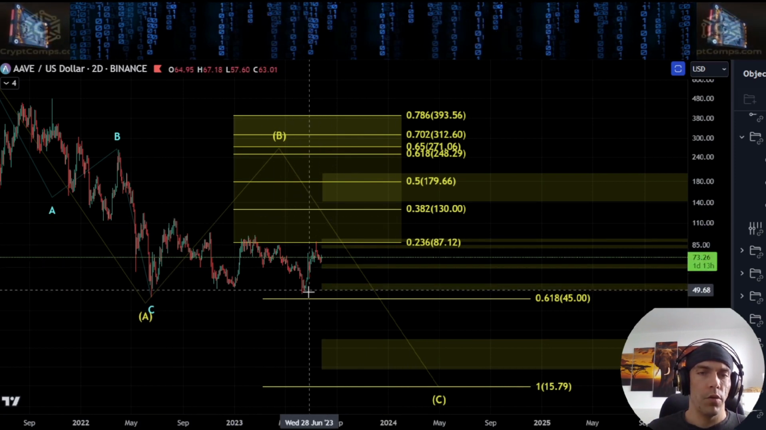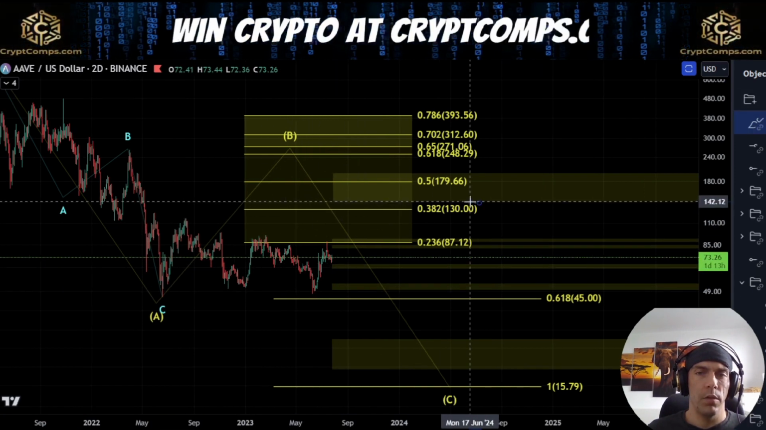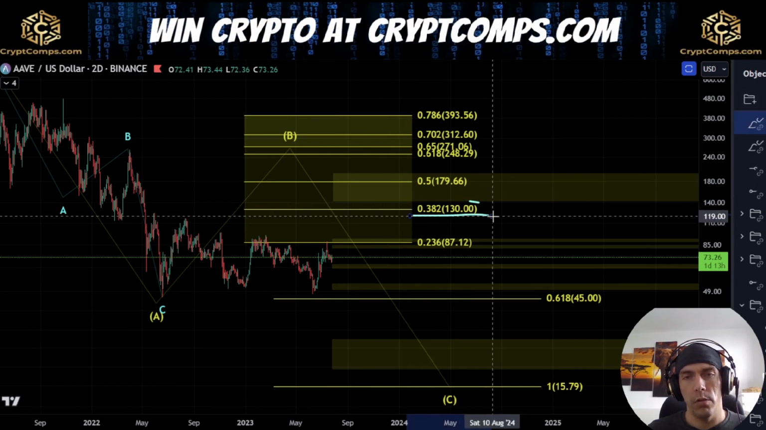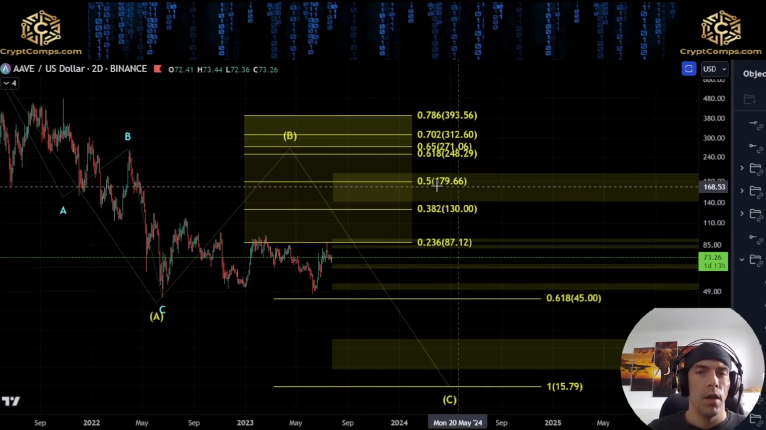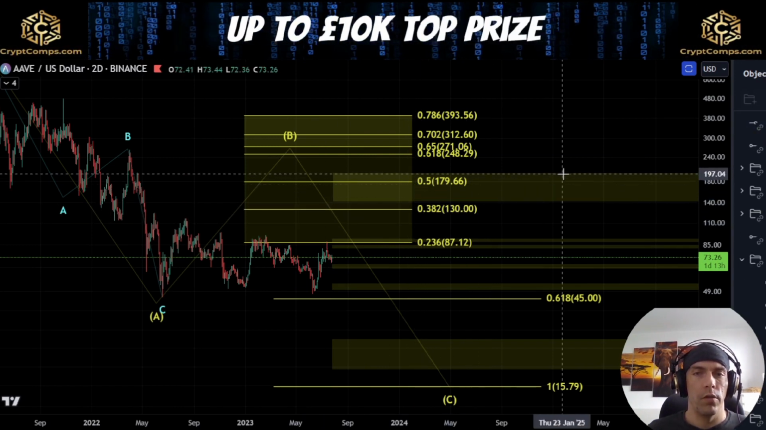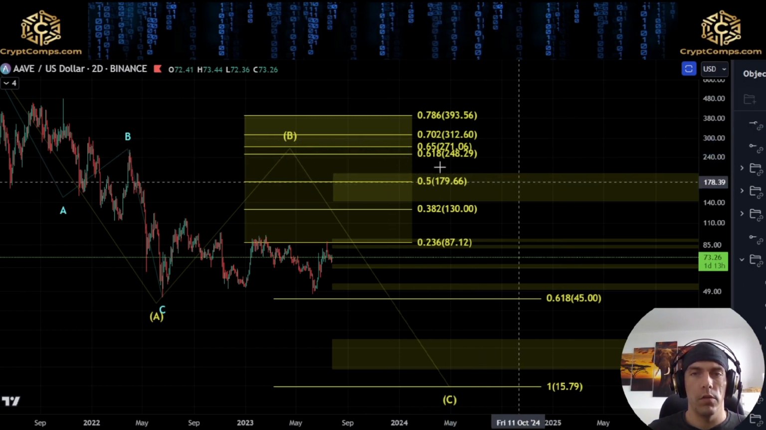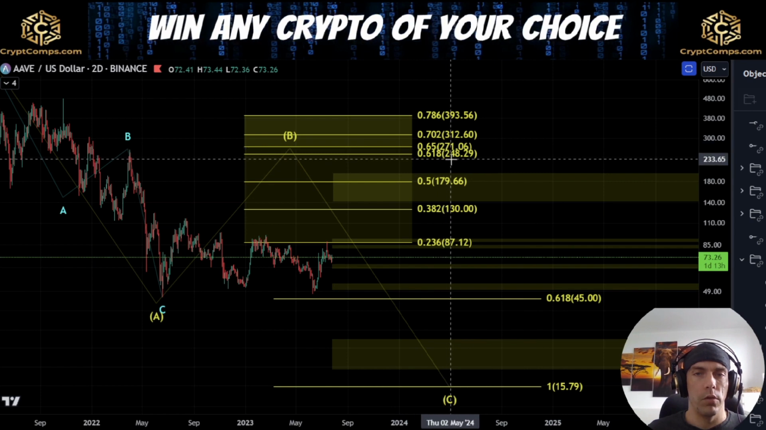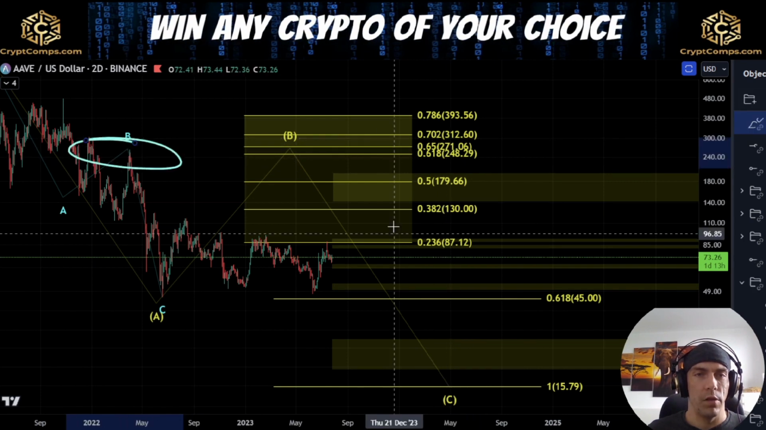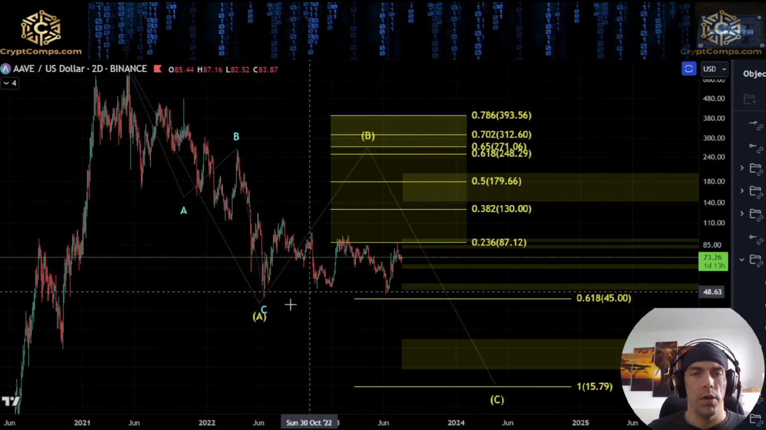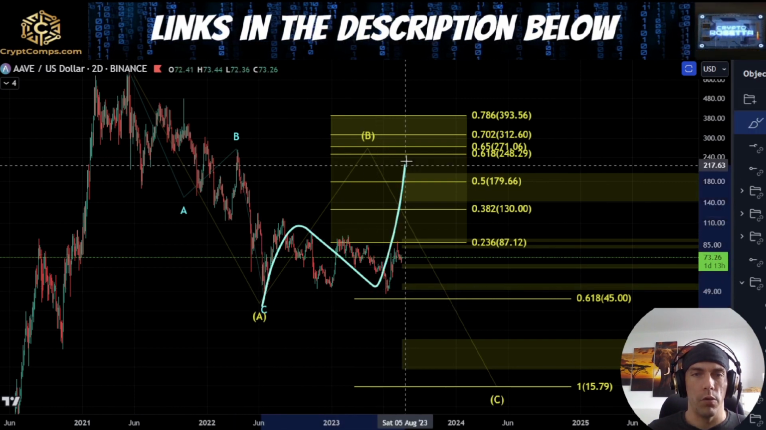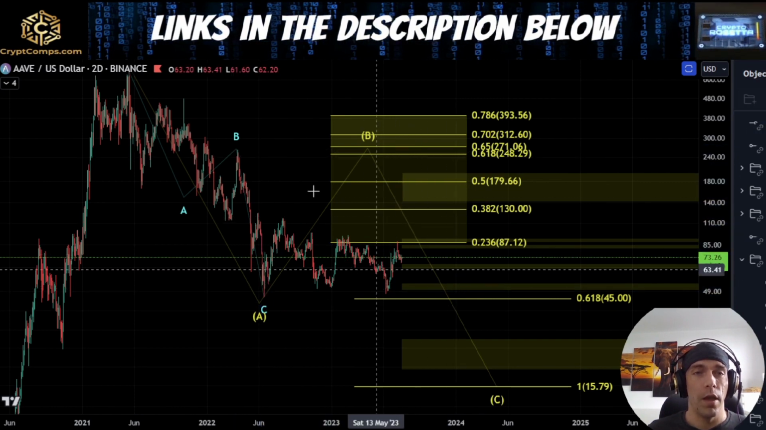Now, if we do see price continue to push up here, possibly we could see this 0.382 at this 130 getting hit. We have other targets here, 179 at that 50%. The golden pocket area here is very interesting to me. This 271 to this 248, because of these highs that we have in this area here, this would be quite an interesting zone should we see price push to the upside in this way.